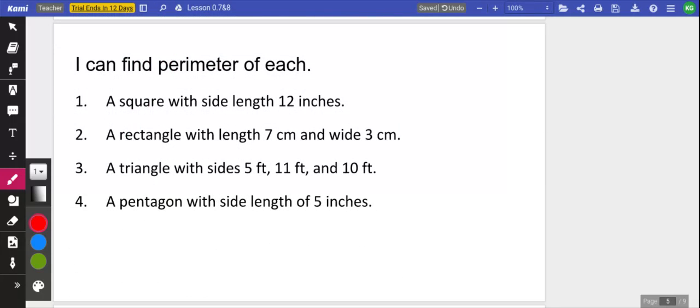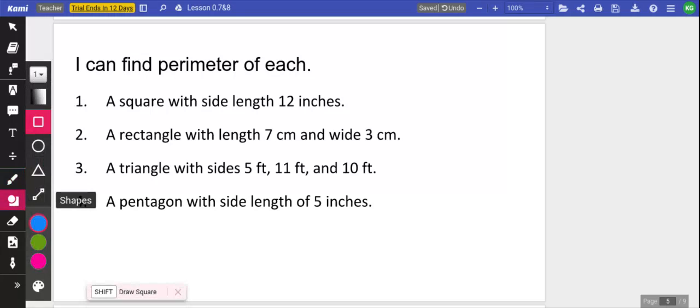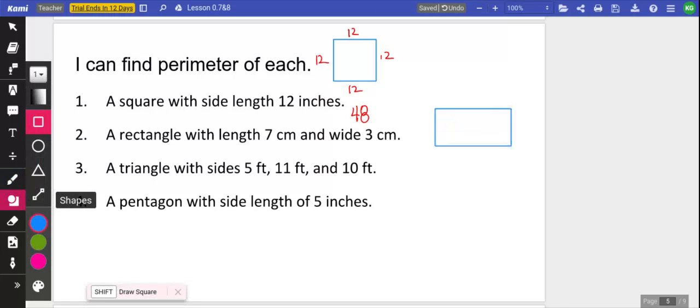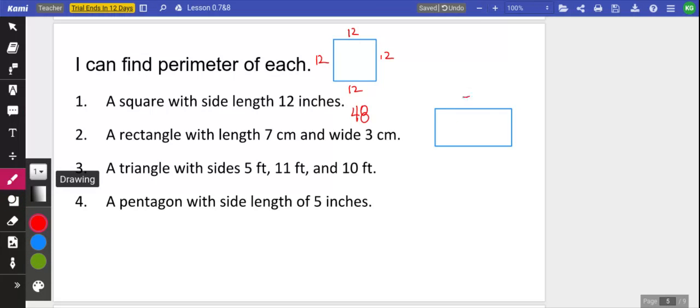All right, number 1 says we have a square whose side length is each 12. And it wants me to find the perimeter. And I find the perimeter by adding up all the sides. So I can do 12 plus 12 plus 12 plus 12 in my calculator, or 12 times 4, which is 48. The second one is a rectangle who is 7 by 3. And since it's a rectangle, that means the bottom is 7 and the left side is also 3. So 7 plus 3 plus 7 plus 3 gives me 20.